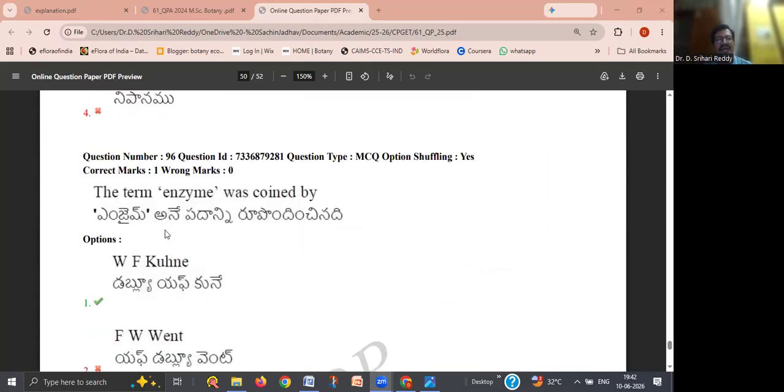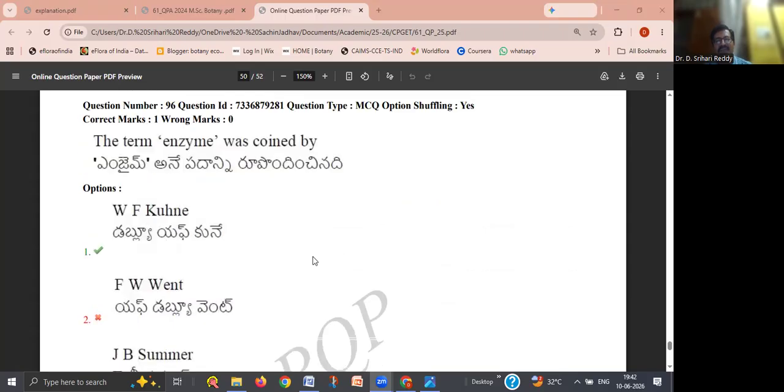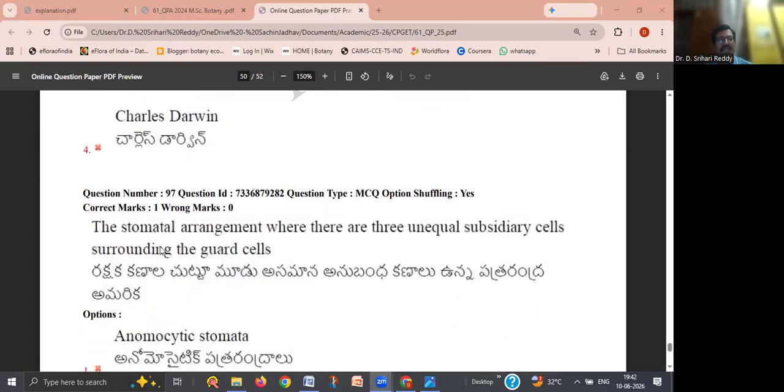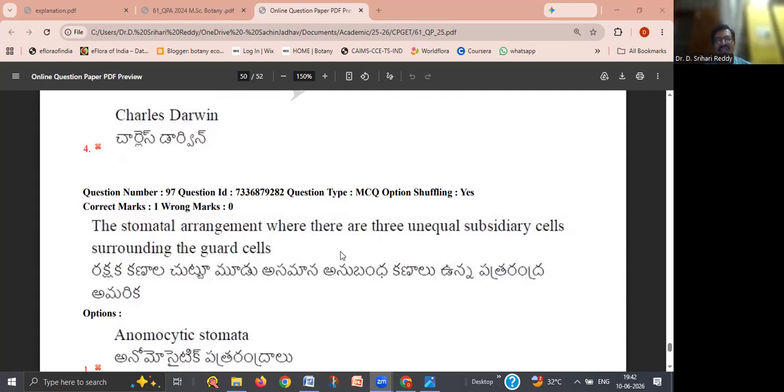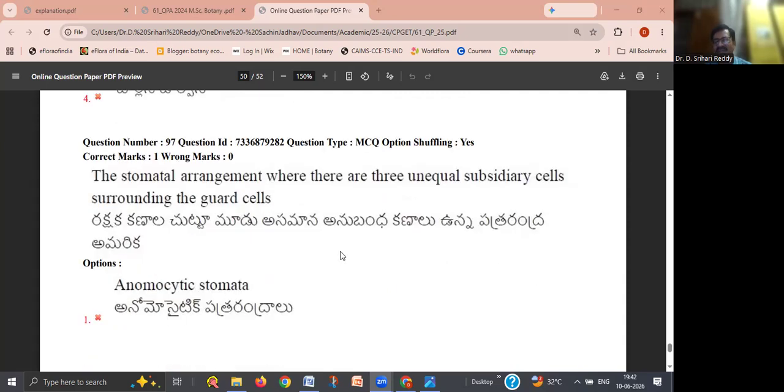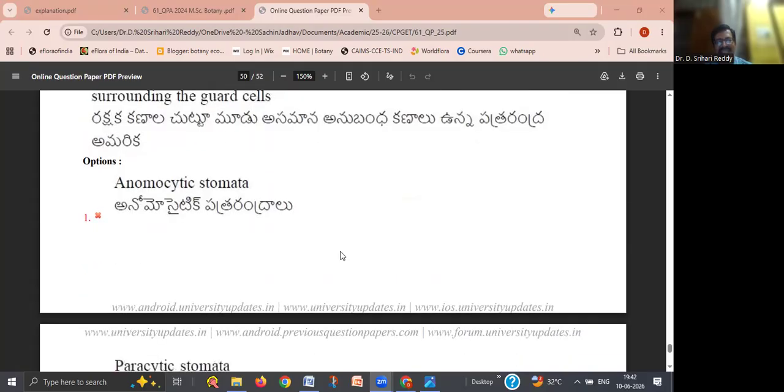And next, the term enzyme was coined by whom? Who coined the term enzyme? Kühne. He is the scientist who first gave the term enzyme. And next, the stomatal arrangement where there are three unequal subsidiary cells surrounding the guard cell. There are different types of stomata in dicots: anomocytic, anisocytic, paracytic, diacytic. These are the four types of stomata we find in the dicots.